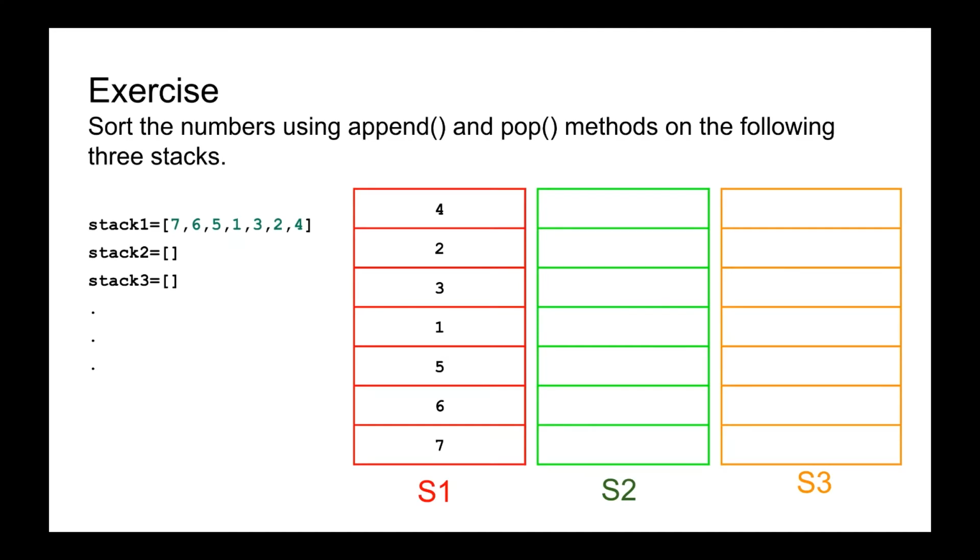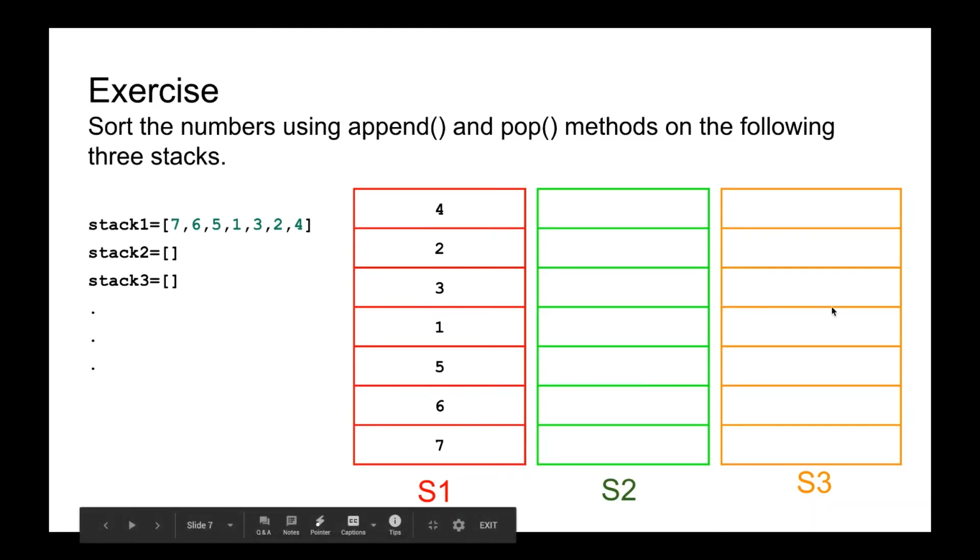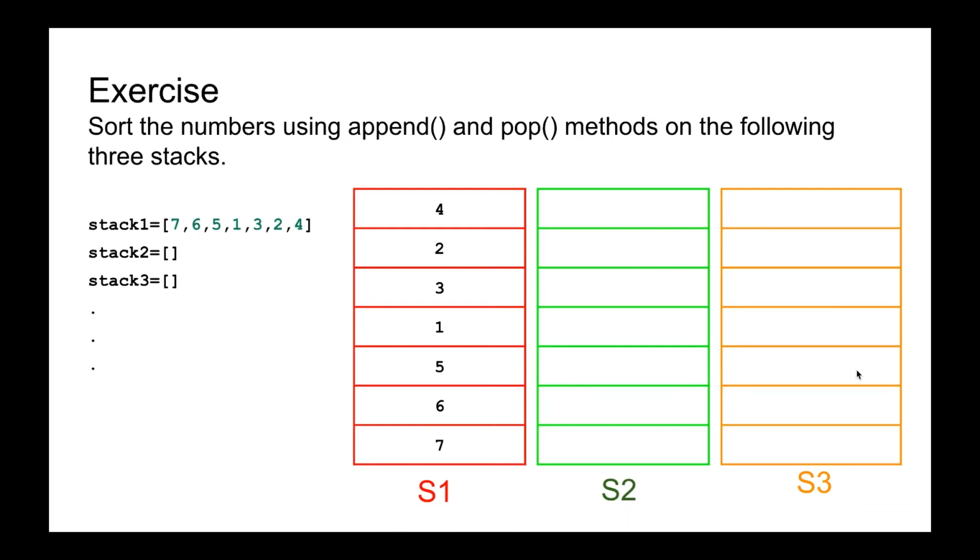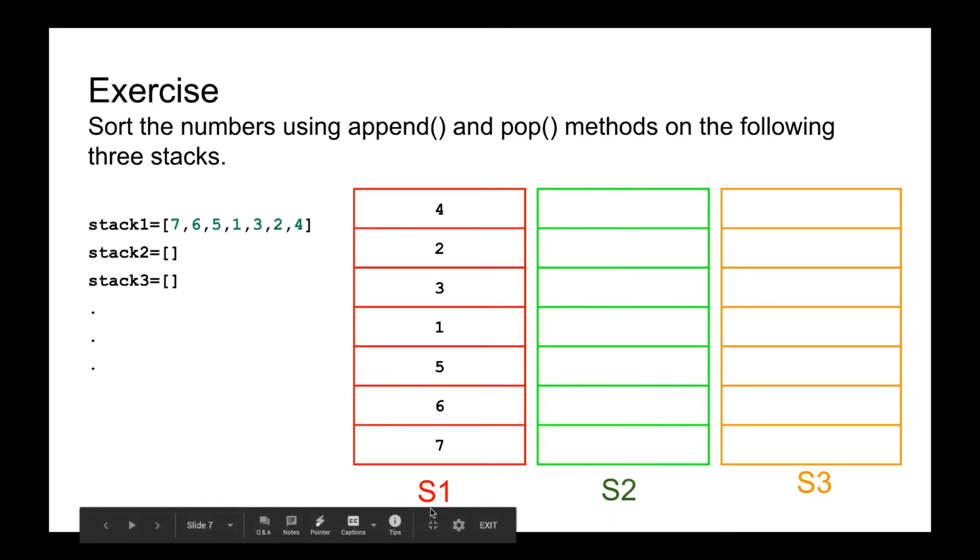Okay, so this is an exercise which I'd like to think of also as a game, because you have plenty of options here. We have 3 stacks, S1, S2 and S3. You can notice that in stack 1 you have a set of unordered numbers. What we want to do is sort the numbers using append and pop methods in the following 3 stacks. So we can use S2 and S3 as temporary containers to temporarily store the numbers and access them when we need them. And we can use one of the containers, in this case I'm choosing S2, as a final one to store the ordered numbers.